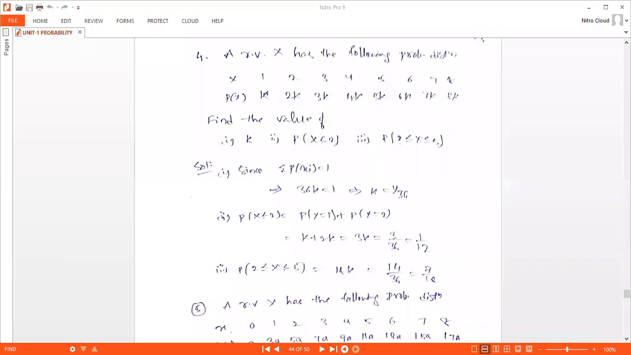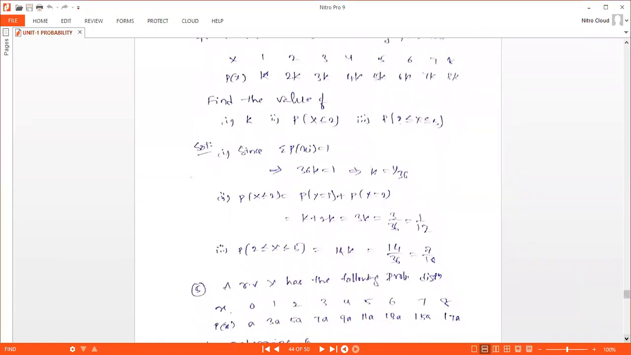After solving these values, again you can write the probability distribution table by substituting the K value. So your new table becomes with X and P of X values. X is 1 and P of X is K, so K equal to 1 by 36. And the next, 2, 2 by 36. 3, 3 by 36. 4, 4 by 36. 5, 5 by 36. 6, 6 by 36. 7, 7 by 36. 8, 8 by 36. So that is the probability function.